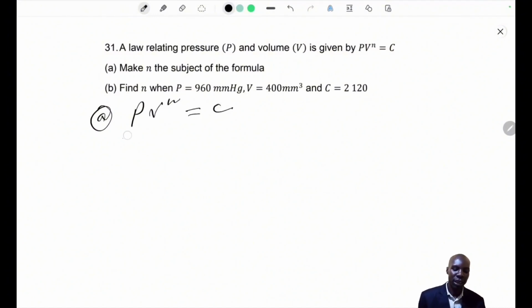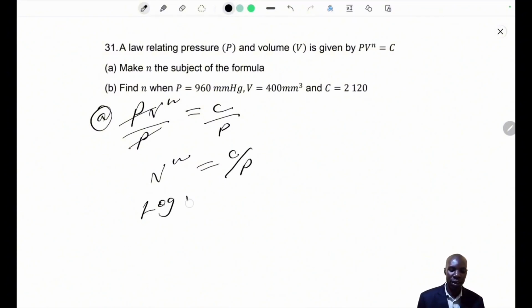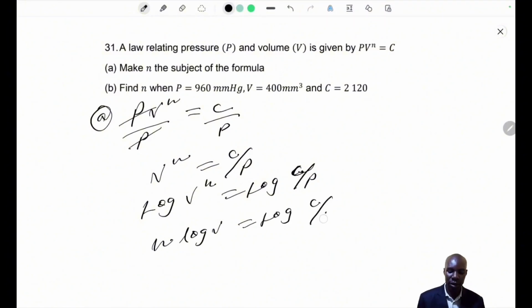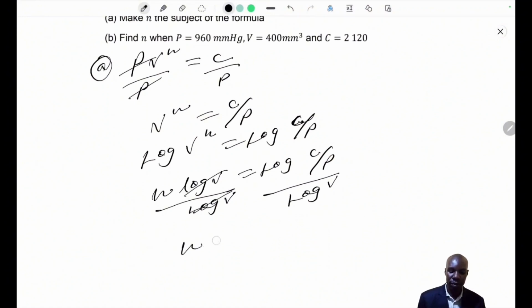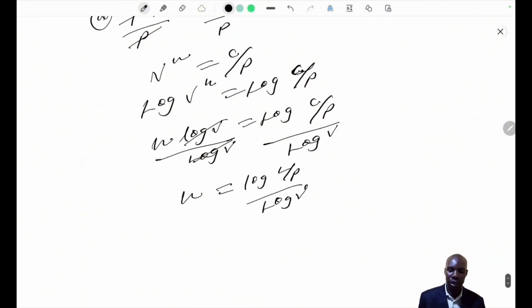So we know that if we divide both sides by P, we'll have V to the power N is equal to C over P. So if you introduce log, you'll say log of V to the power N is equal to log of C over P. So this is the same as N log of V is equal to log of C over P. Divide both sides by log of V. So we can say N equals log of C over P over log of V, which is the same as N equals log of C minus log of P over log of V.